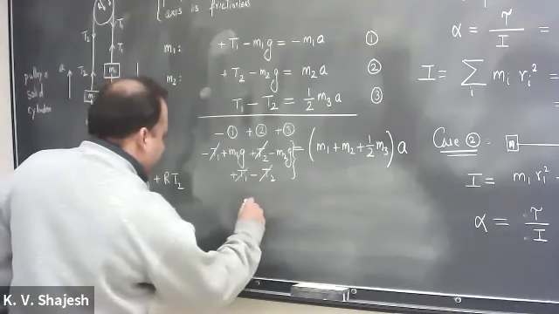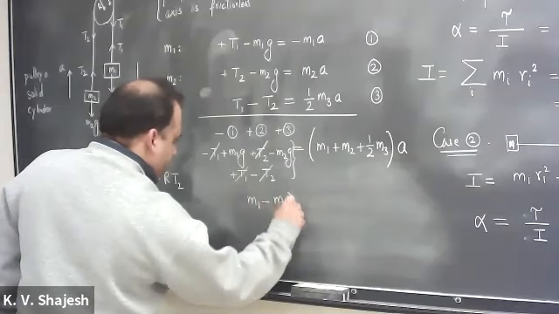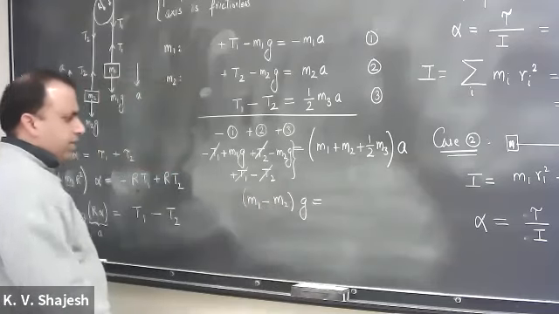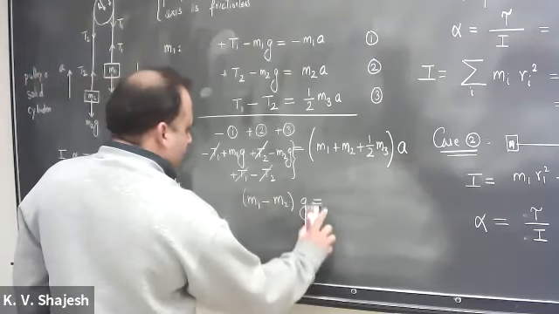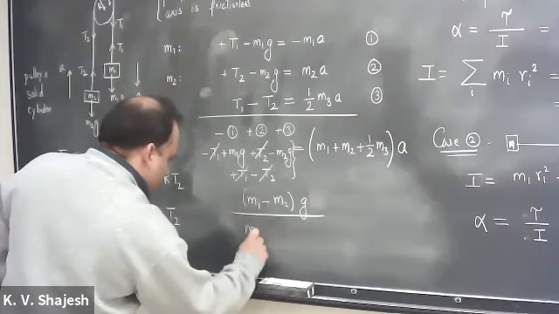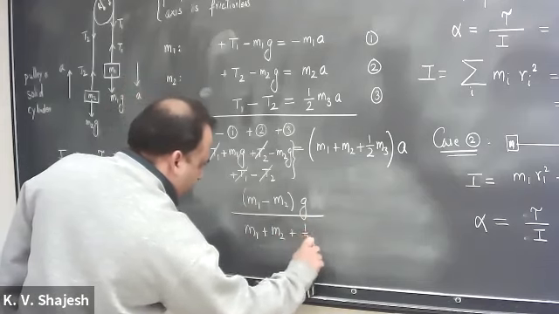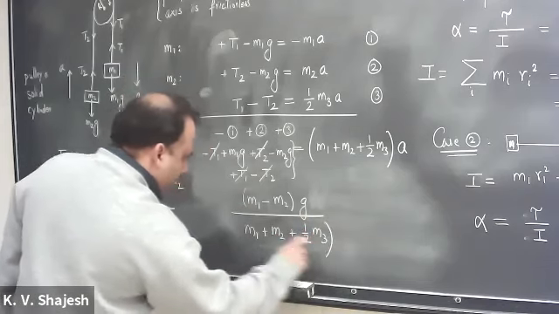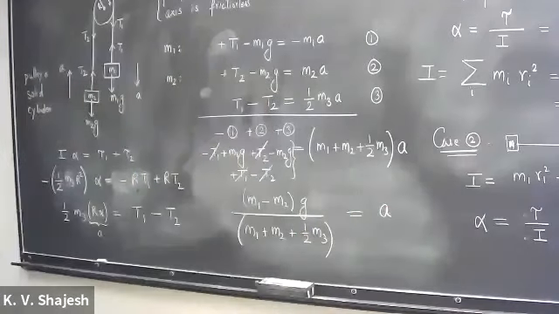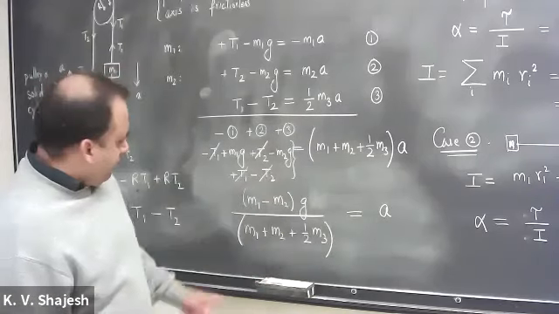And what I have is M1 minus M2 times G is equal to this whole thing out there, but I can divide that out. So that's divided by M1 plus M2 plus half of M3 is equal to the acceleration A. Once I know the acceleration, I know the angular acceleration.